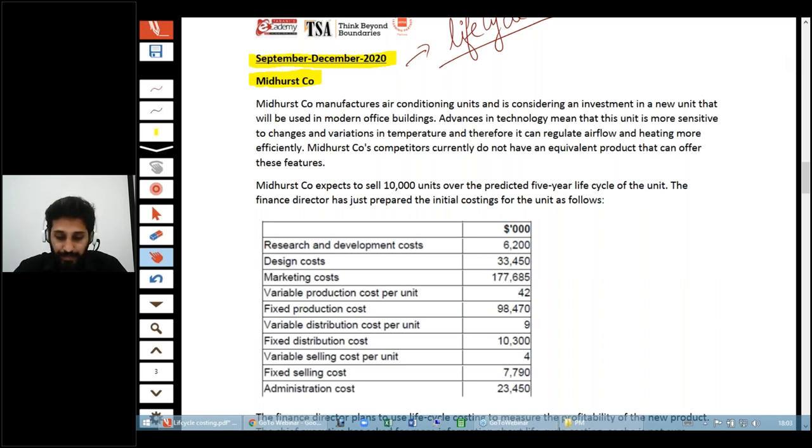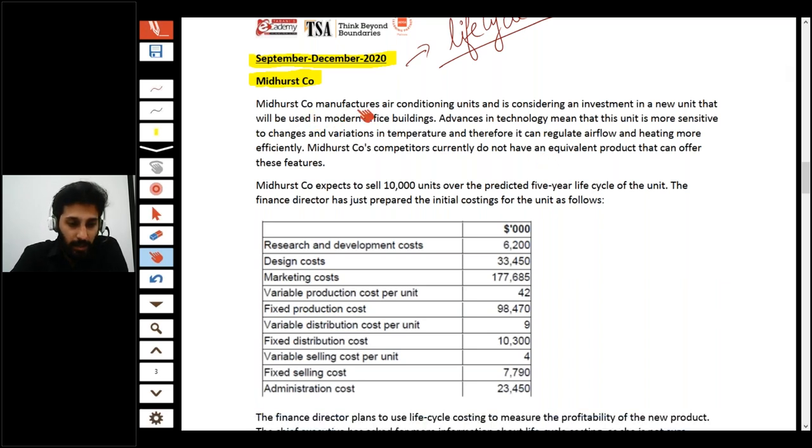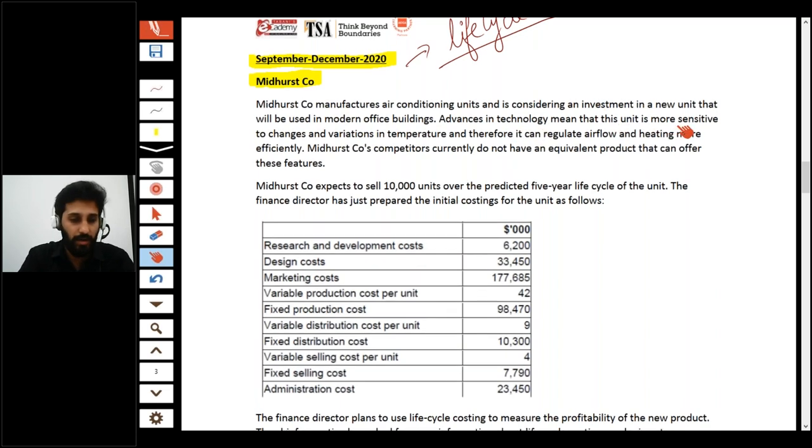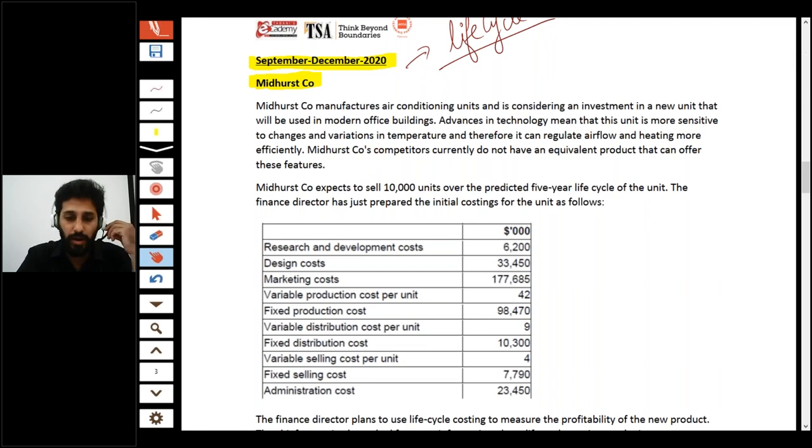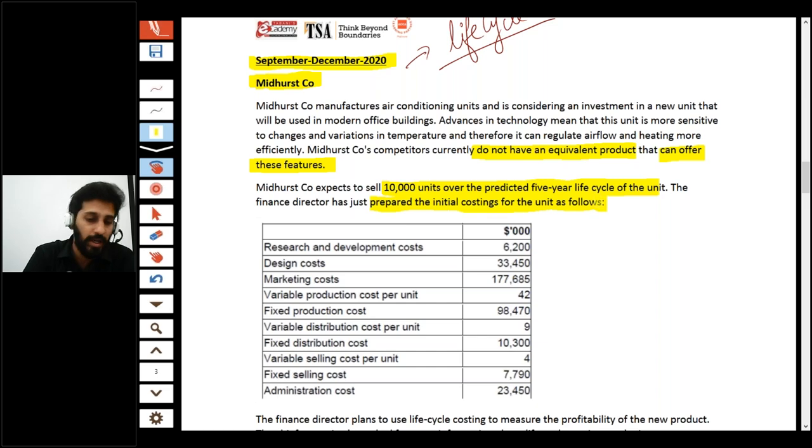Now I'm going to read this from the start. Midas company manufactures air conditioning units and is considering an investment in a new unit that will be used in modern office buildings. Advances in technology mean that this unit is more sensitive to changes and variations in the temperature, and therefore it can regulate airflow and heating more efficiently. Midas company's competitors currently do not have an equivalent product that can offer these features. Midas company expects to sell 10,000 units over the predicted 5-year life. The finance director has just prepared the initial costing for the unit as follows.